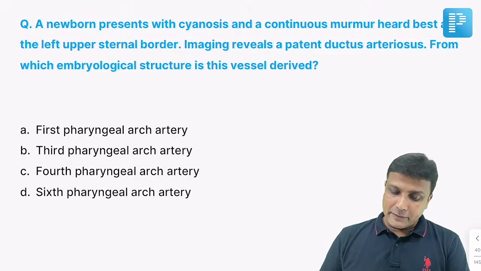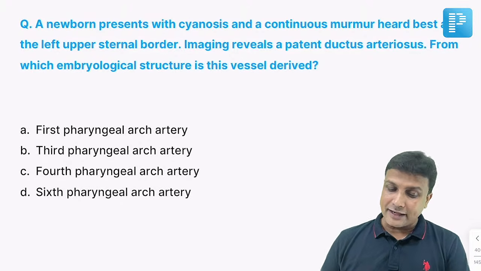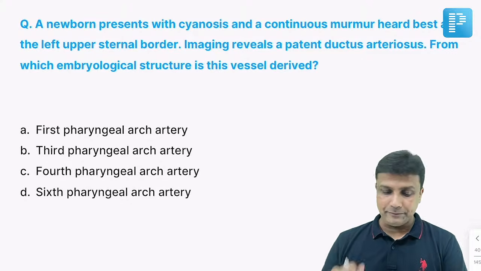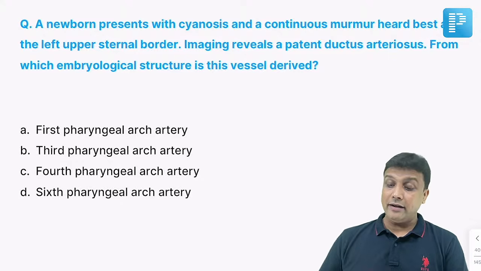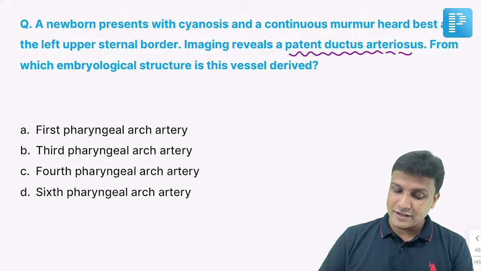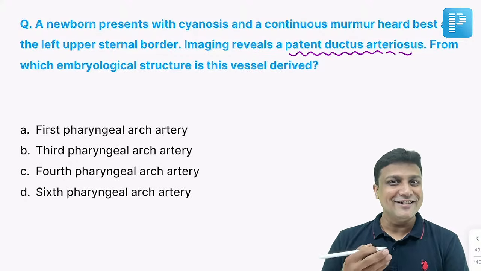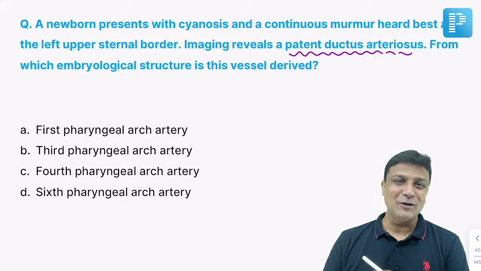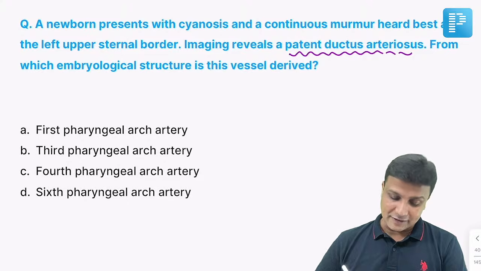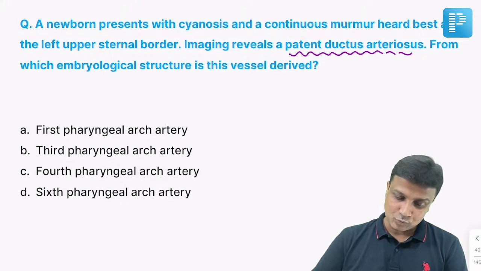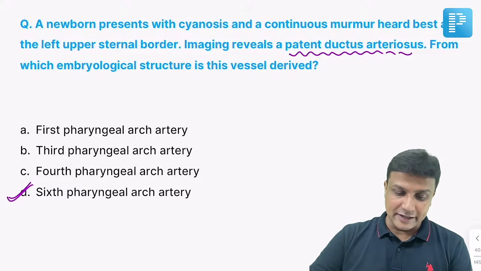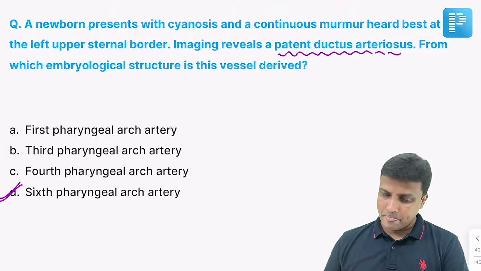A newborn baby presents with cyanosis and a continuous murmur heard best at the left upper sternal border. Imaging reveals a patent ductus arteriosus. From which embryological structure is this vessel derived? Just now I told you, ductus arteriosus is derived from the sixth arch artery, sorry, the sixth pharyngeal arch. So option D is the right answer here.